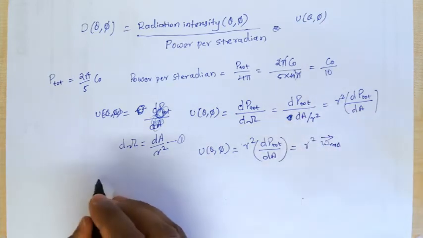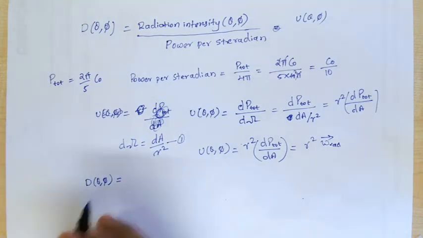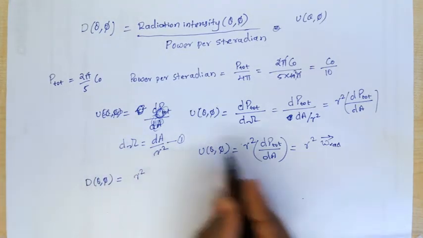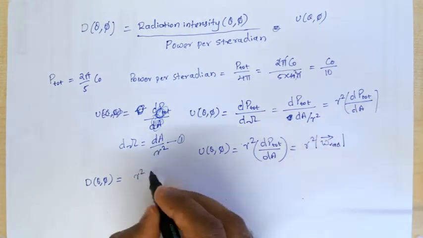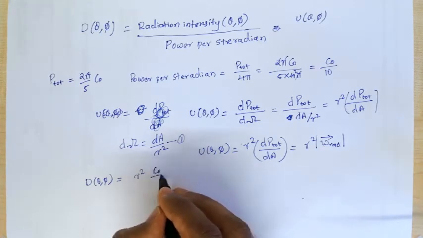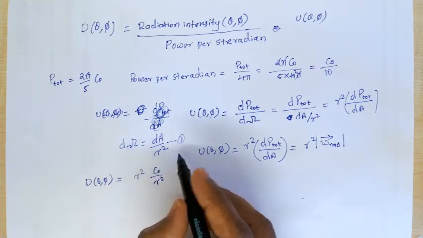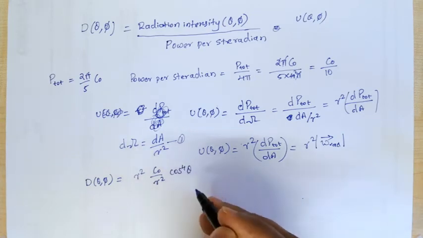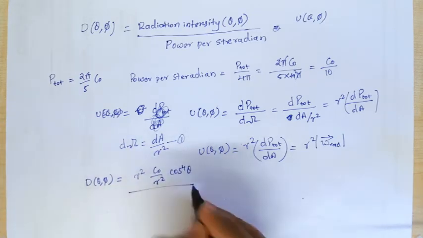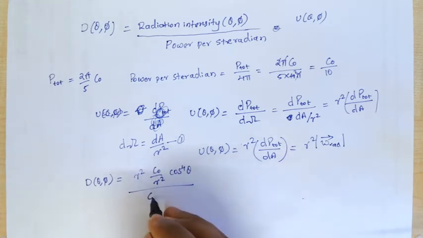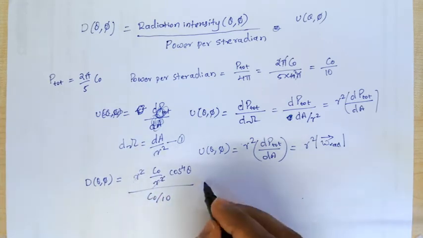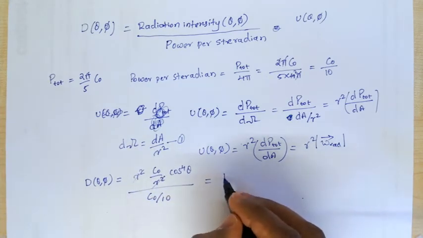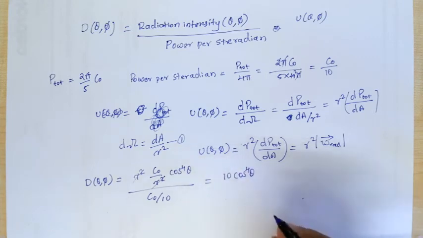Now we find the directivity. D of theta phi is equal to r square times the magnitude of this part. So it is C naught by r square cos 4 of theta divided by C naught by 10. The C naught and r square are gone, so this is just 10 cos 4 of theta.